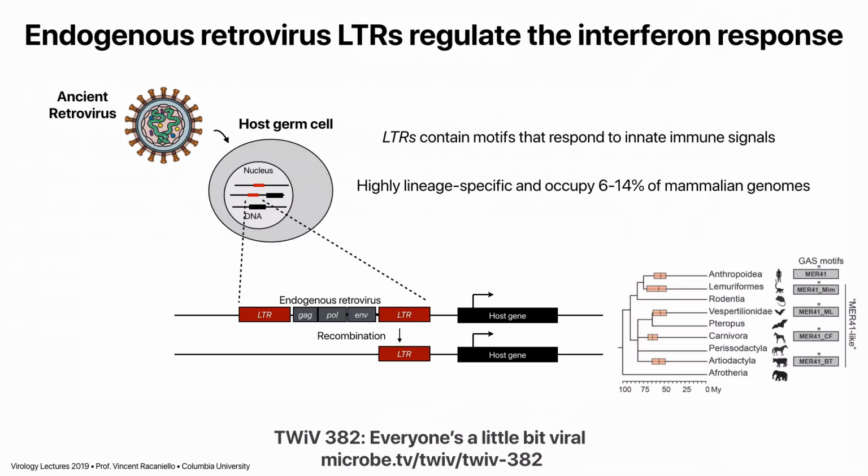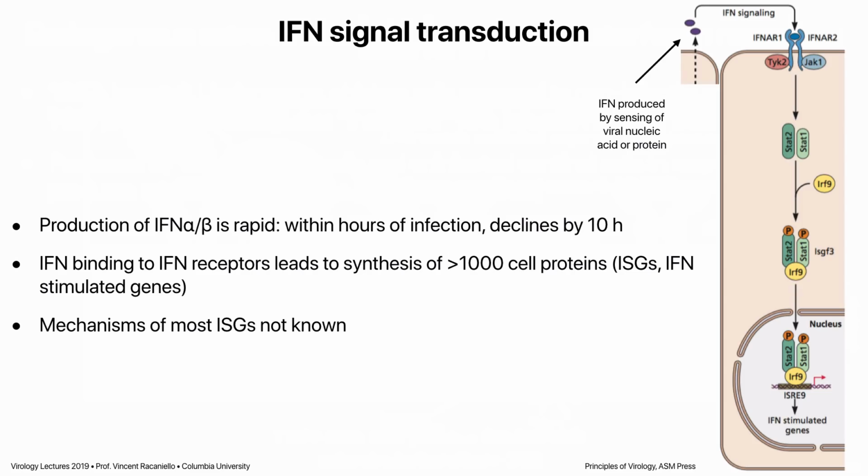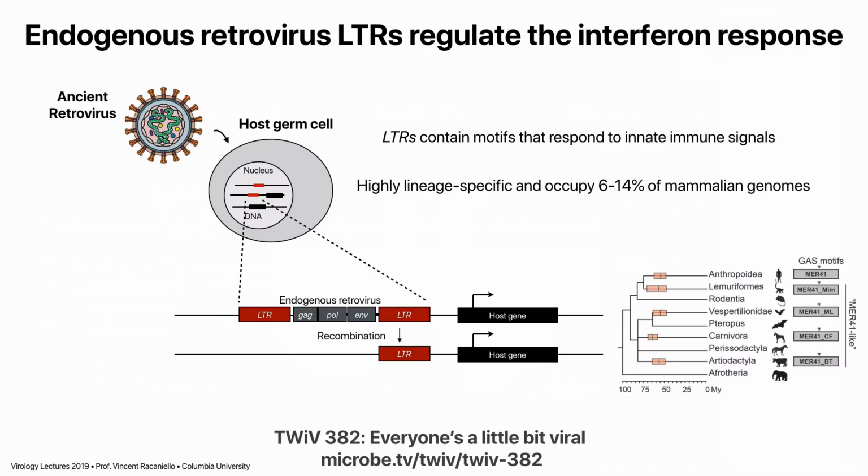But there's one thing I want to tell you about these promoters, which is so cool. There is a promoter being bound by this transcription factor, and it's turning on these genes. This promoter, many of those come from retroviruses. We have taken retrovirus LTRs, which have promoters in them, and used them for interferon responses. That's what's shown here. Endogenous retrovirus LTRs regulate the interferon response.